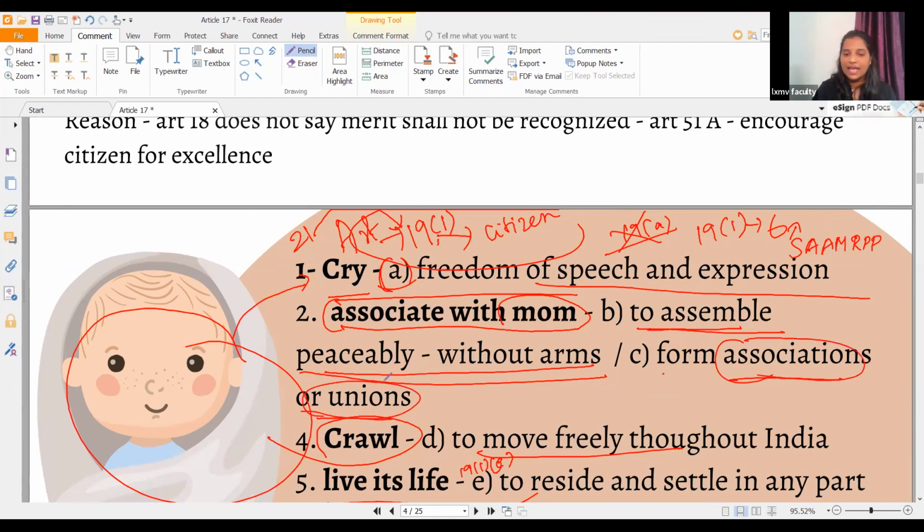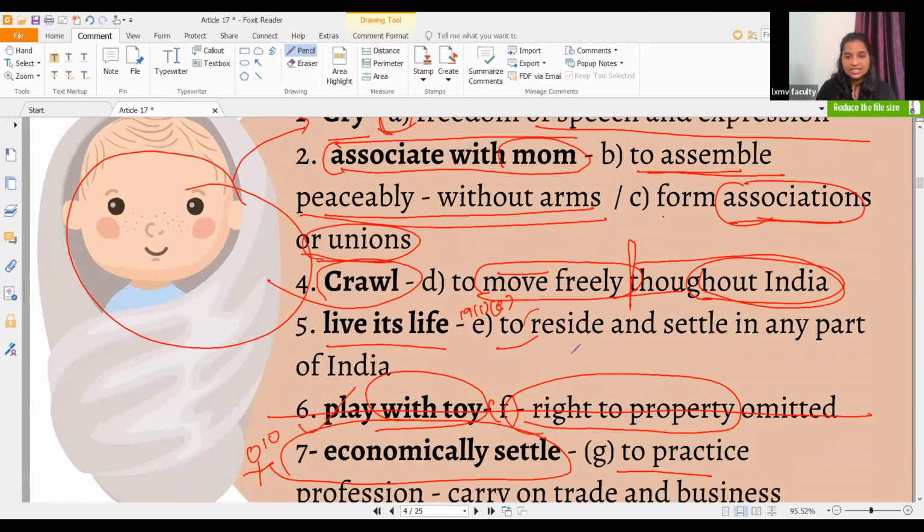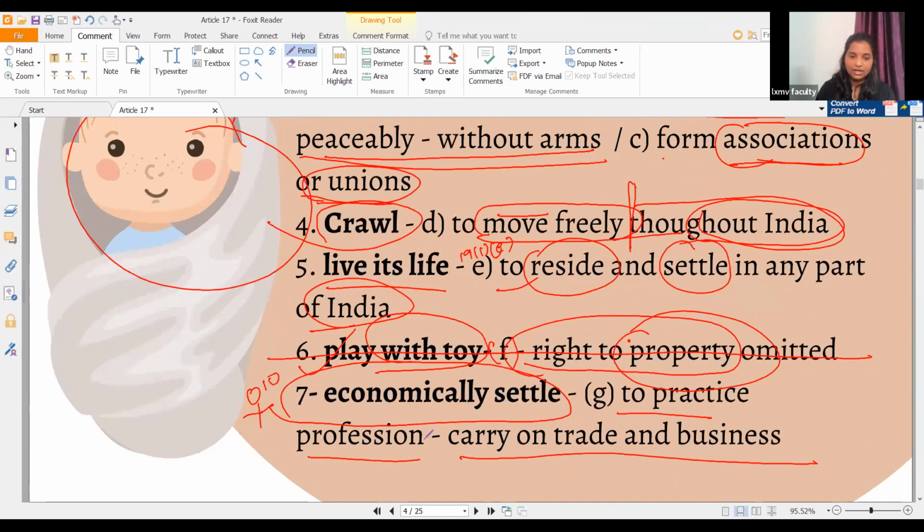Then you have the M, which is freedom to move freely, not throughout the world, it is throughout India. So when you're talking about move freely, don't stop here. Please do mention throughout India. Next, you have R, which is freedom to reside and settle down in any part of India, again not throughout the world. Next, you have P, which is right to property, omitted. The last P is to practice profession, which includes carrying on trade and business.